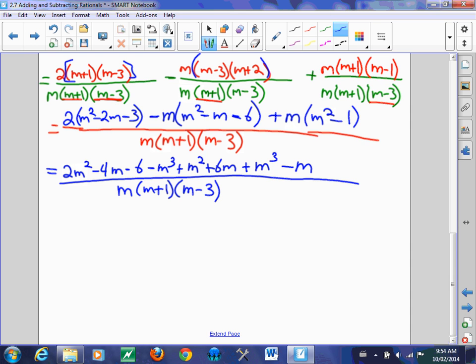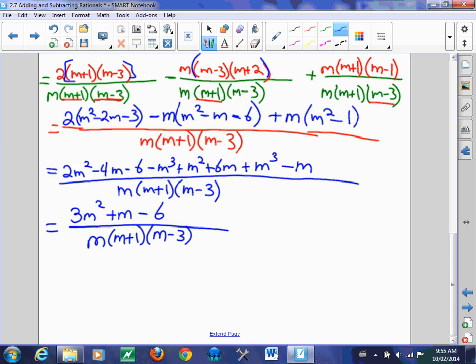Last line, ladies and gentlemen. Here we go. Finish her off. Let's put the denominator down. Collect like terms on the numerator. Here we go. 3m squared plus m minus 6. Wow, pretty big question, eh, guys?